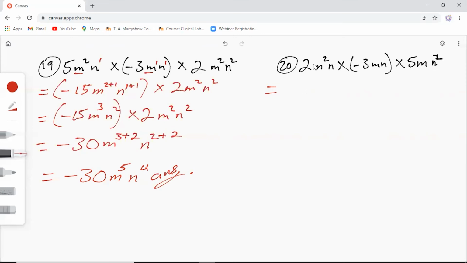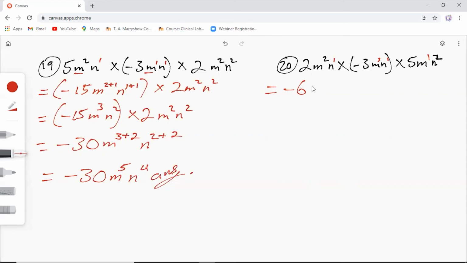So let's work out that. 2 times negative 3 is negative 6. Okay, m squared times m. This m is m to the power of 1. This n is n to the power of 1. Same here, n to the power of 1. This is m to the power of 1. Good.